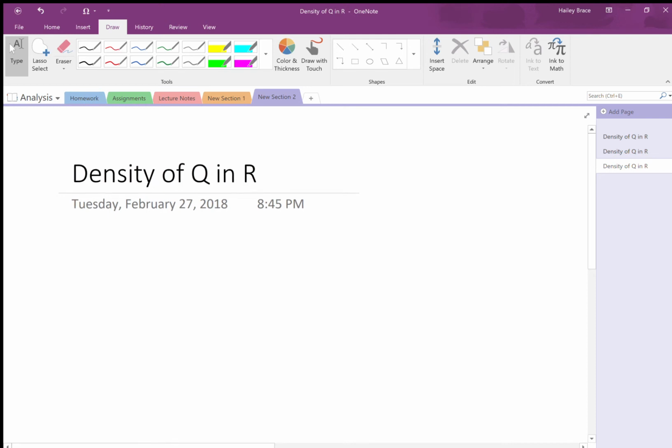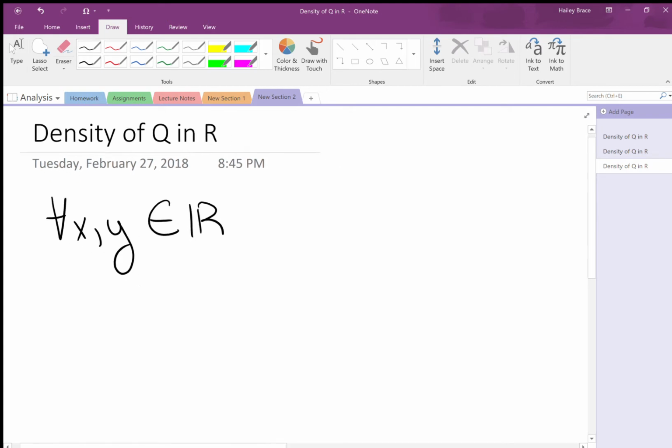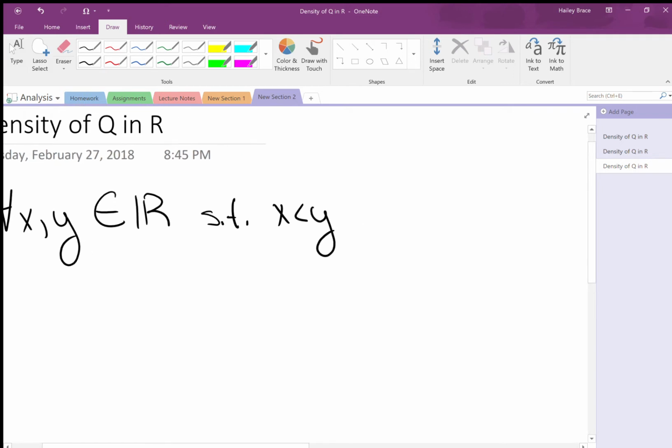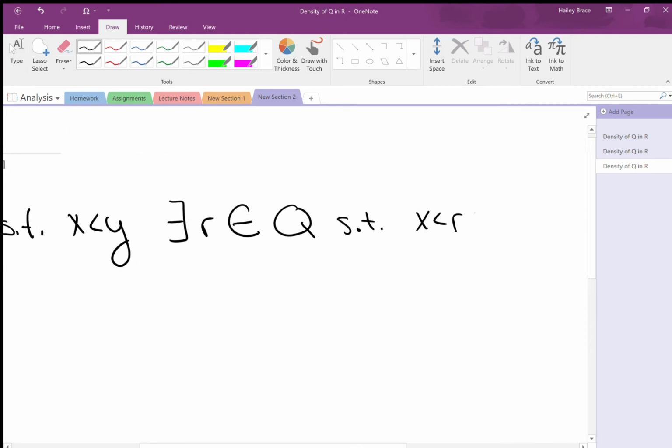Now I'm going to show that the rational numbers denoted by Q are dense in the real numbers, which are denoted by R. So this is equivalent to showing that for all x and y in the real numbers, such that x is less than y, there exists R in the rational numbers such that x is less than R is less than y.